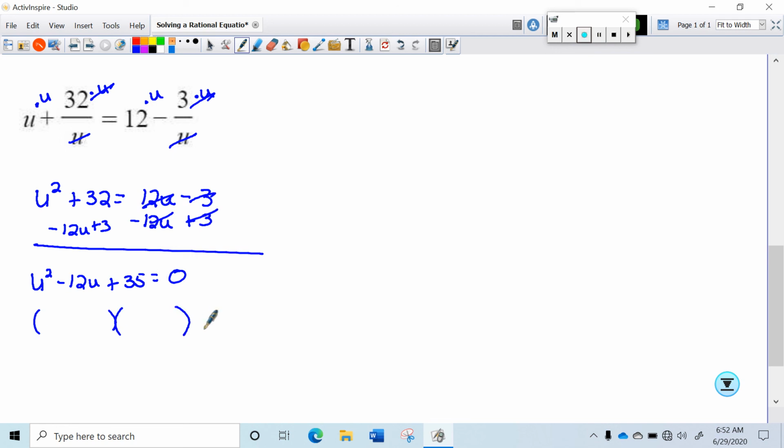Make two sets of parentheses, split up the u's, bring the first term down. Since the last term is positive, it means same sign, so same sign that you used before, so negative. Work backwards. The factors of 35 that when I add them equal 12 are 7 times 5. You always put the biggest one first. Now do the opposites. Opposite of negative 7 is positive 7. Opposite of negative 5 is positive 5. Neither one of those makes the denominator 0, so those are my two answers.